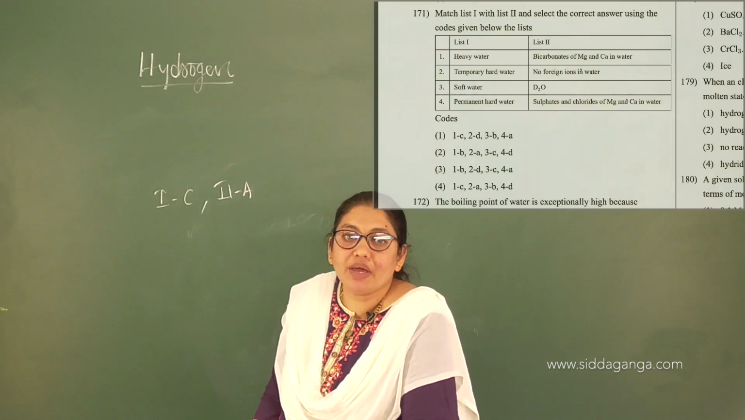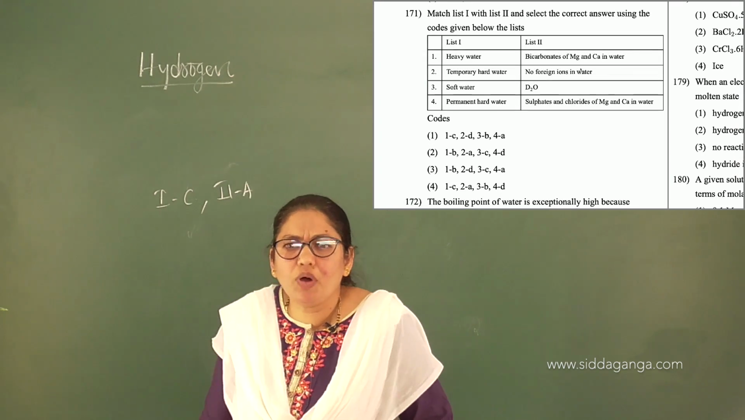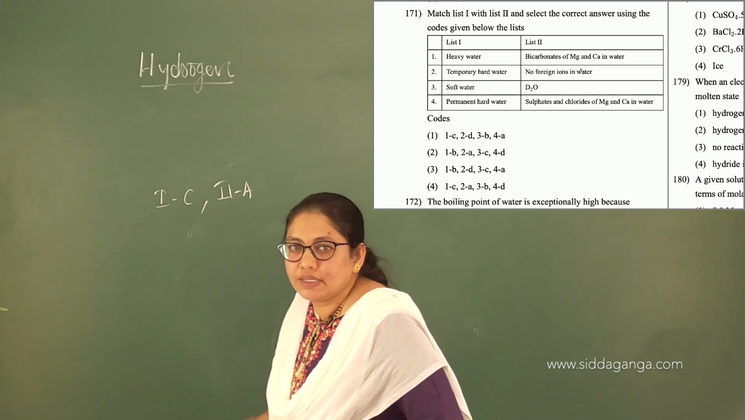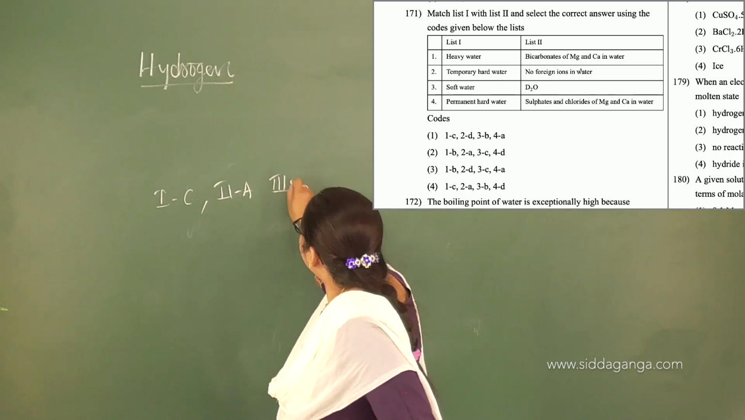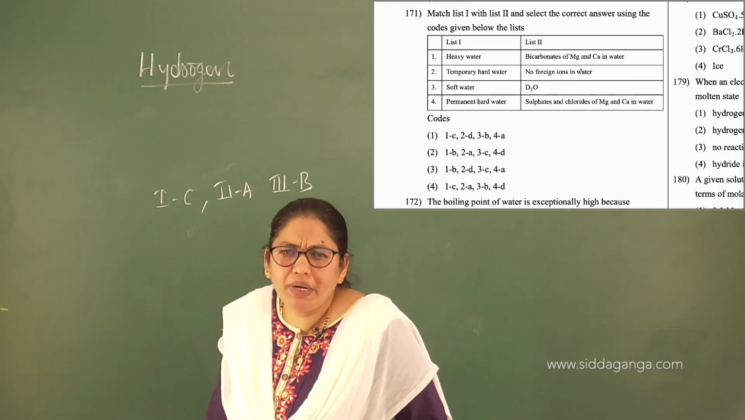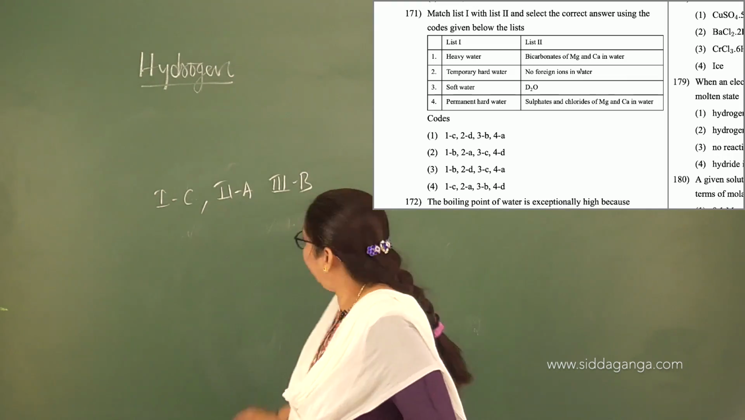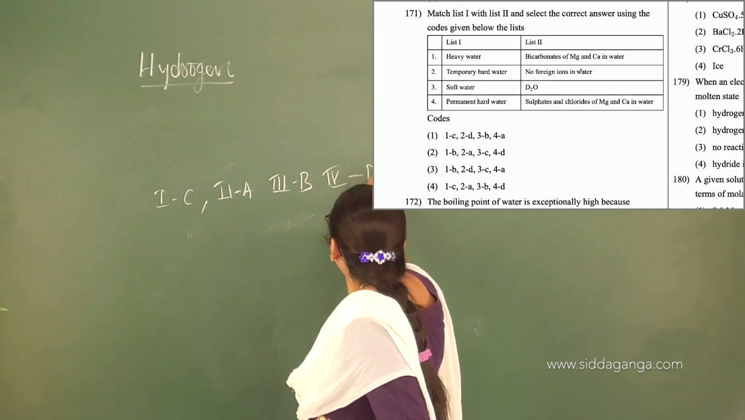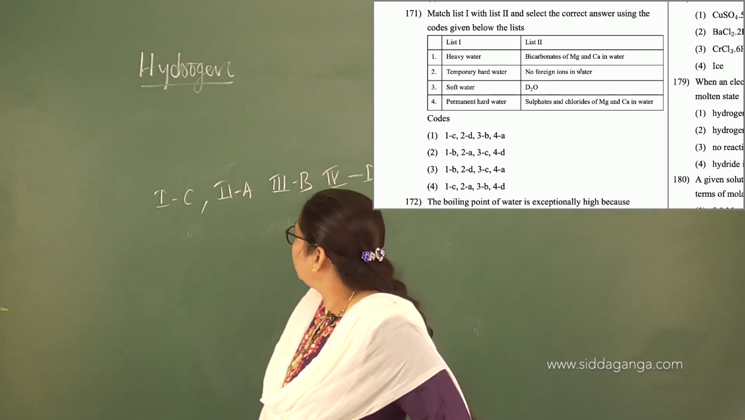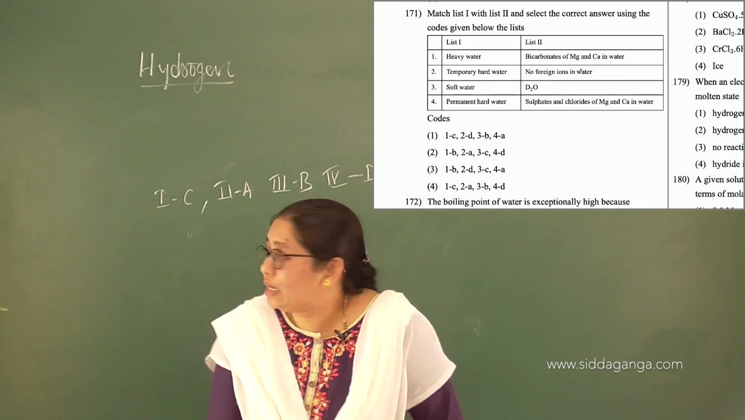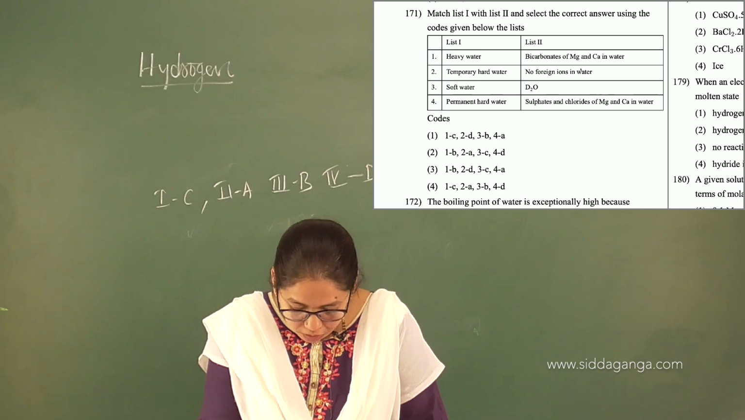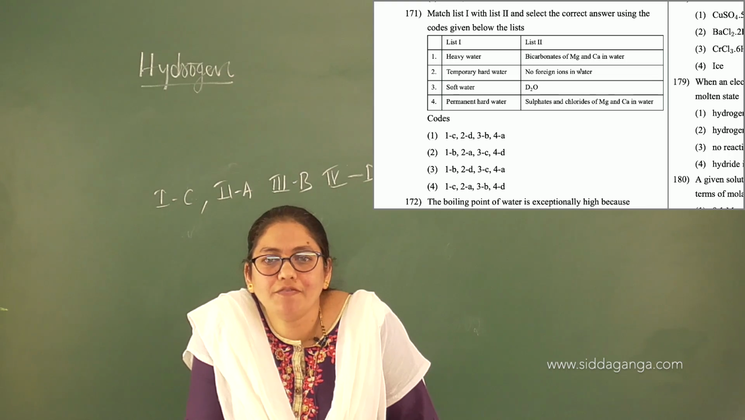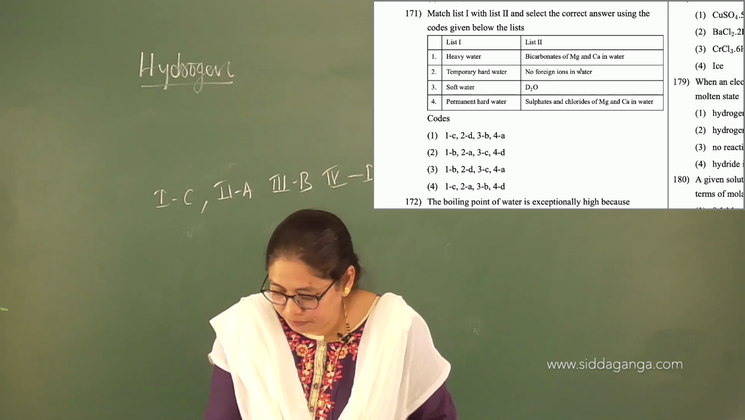Option A, bicarbonates of calcium and magnesium, and then soft water. Soft water has no foreign ions in water, that is B. For third one it is B, and the last one, permanent hardness of water, that has been given there itself. So the fourth one is D. So first one C, second one A, third B and fourth D, that is option number 4, which is the answer for that one. Next question.